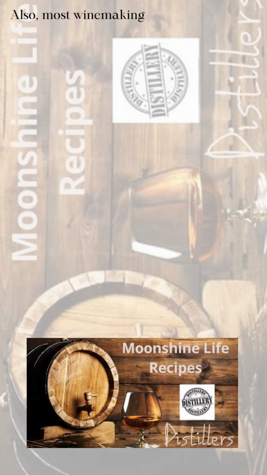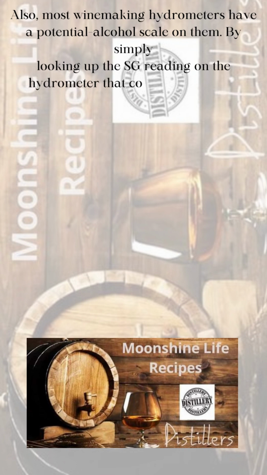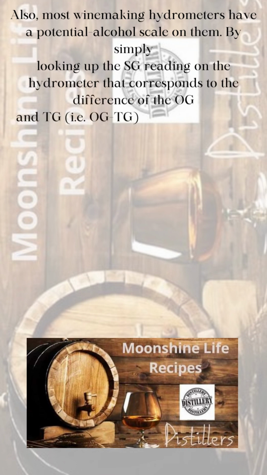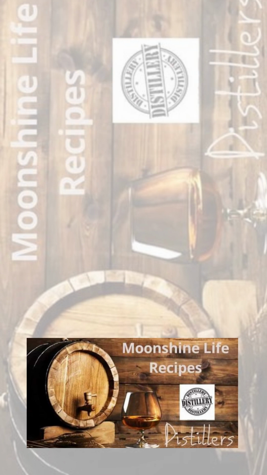Also, most winemaking hydrometers have a potential alcohol scale on them. By simply looking up the SG reading on the hydrometer that corresponds to the difference of the OG and TG, i.e. OG - TG, you can rotate the hydrometer and read the alcohol content off the potential alcohol scale.